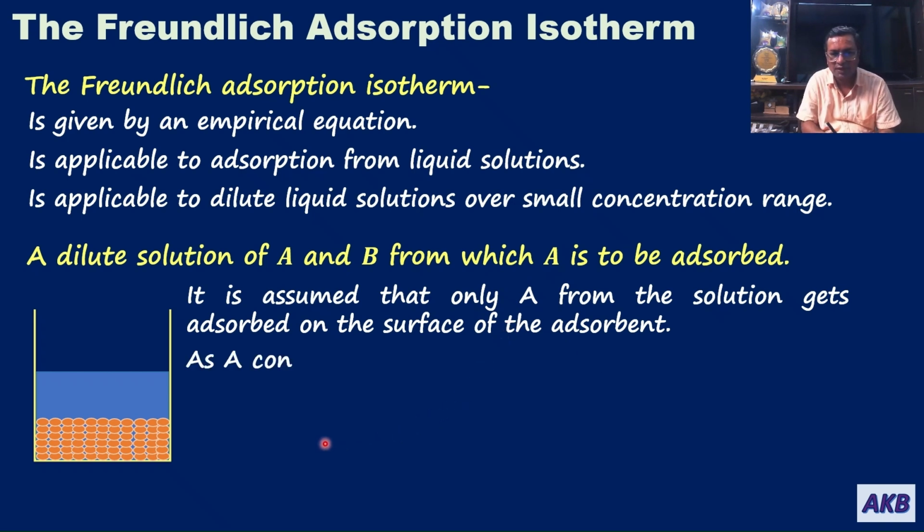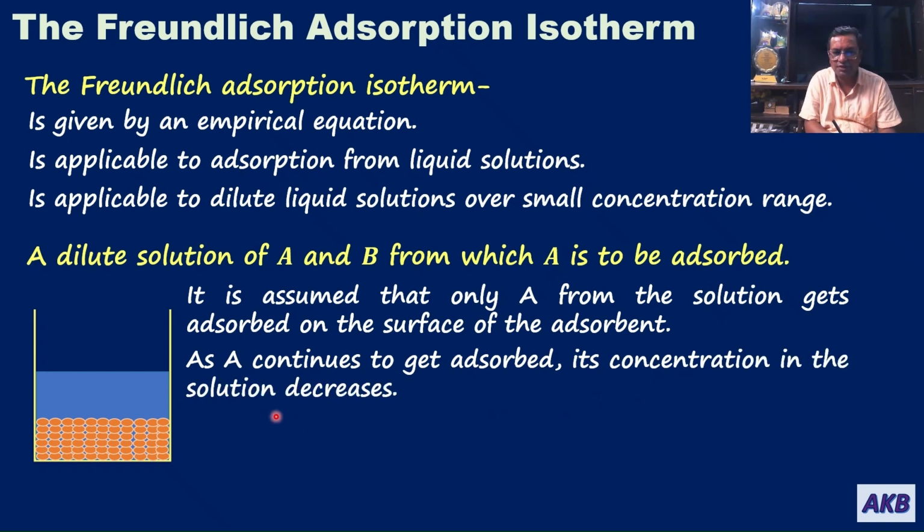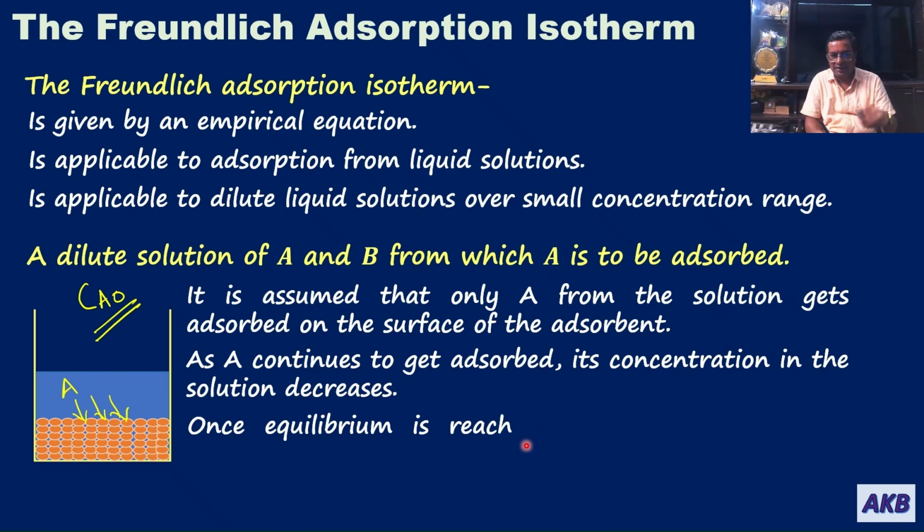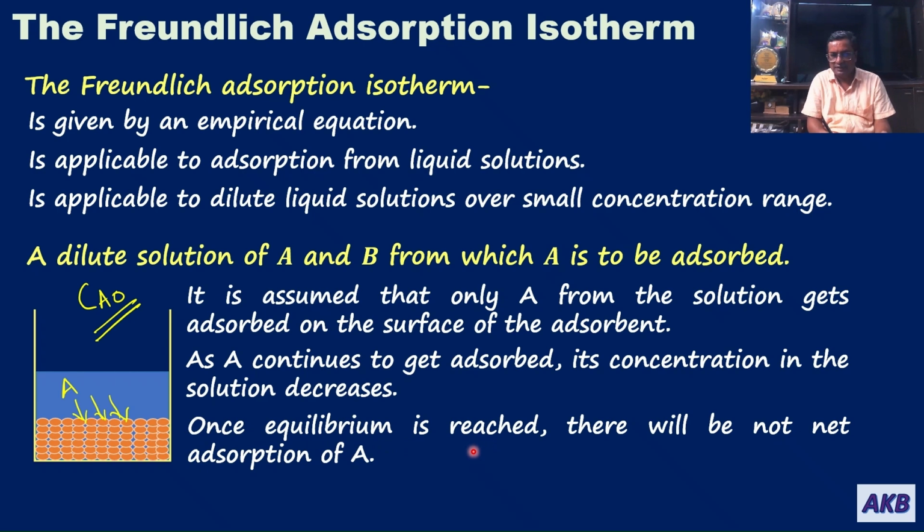This is our assumption. As A continues to get adsorbed, what is going to happen? Its concentration in the solution is going to decrease. That is, the concentration is going to fall from its initial value. What is the initial value? The initial value is Ca0. So as A continues to get adsorbed, its concentration in the solution decreases, and a stage will be reached when equilibrium is reached, equilibrium between the liquid solution and the solid adsorbent phase.